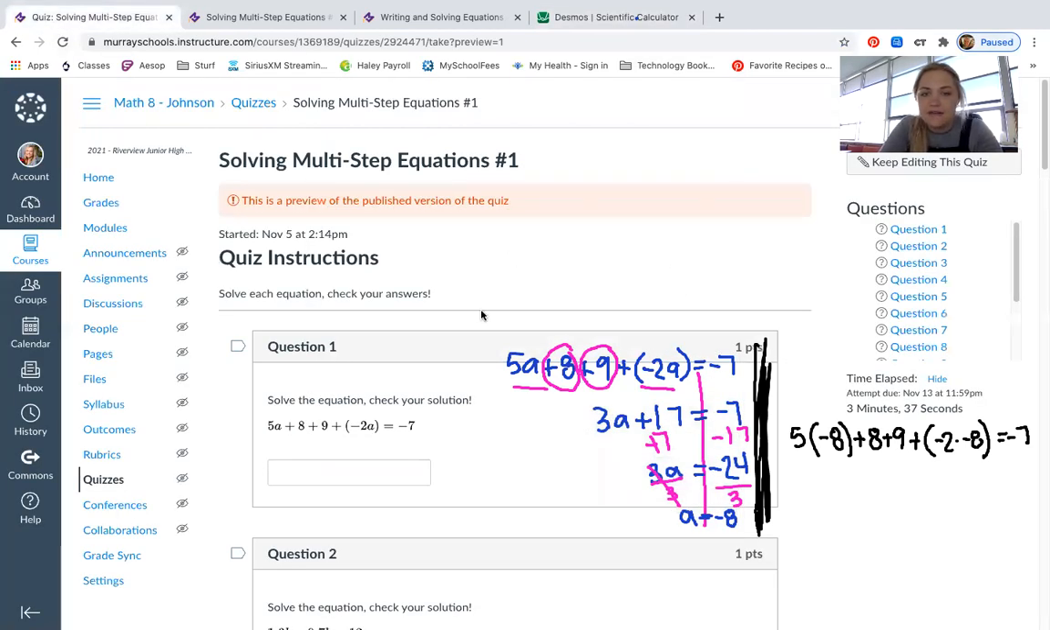I can say that this side is negative 7 and this side is negative 7, and my answer is definitely a equals negative 8. So my answer over here, negative 8, you can't type x, it won't let you type in letters. All right, so next let's do one more problem.